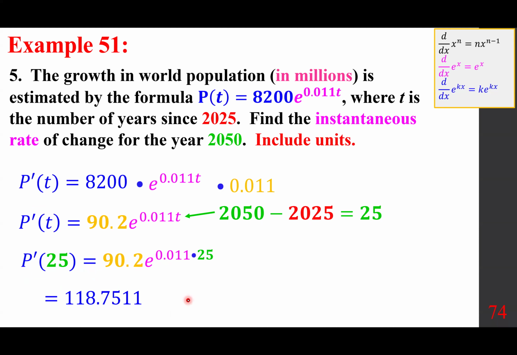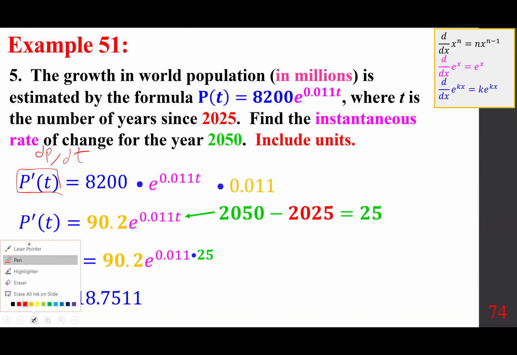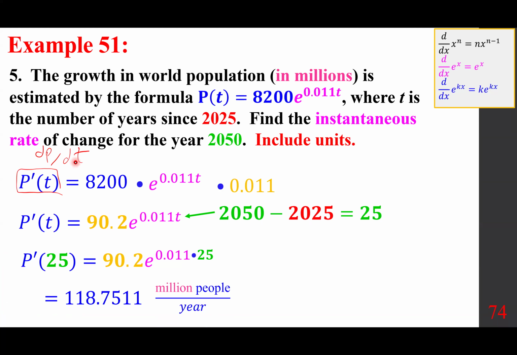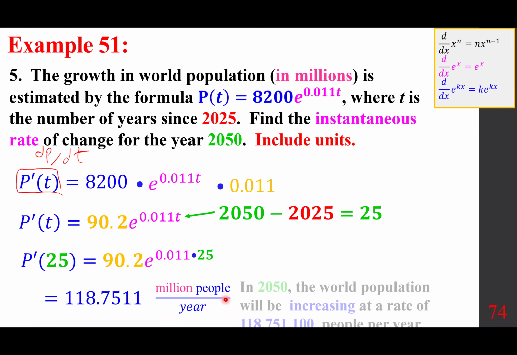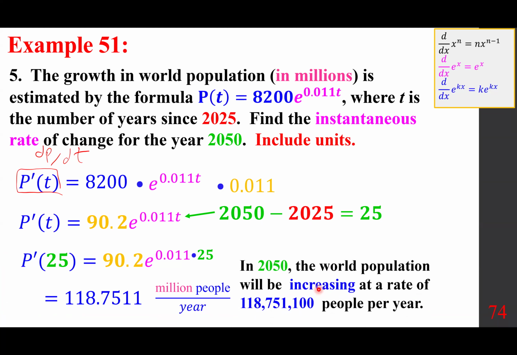million people per year. Please, class, here's how you come up with the units. This is dP/dt, the change in P, the population, over the change in t, time in years. So that's why we have the population, millions of people per year, which means in 2050, the world population will be increasing. Why increasing? Because this is positive. Otherwise, we would say decreasing at a rate of this much.